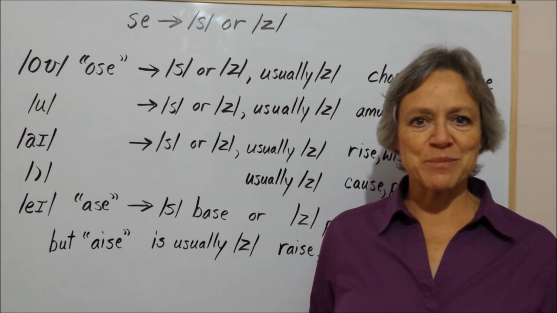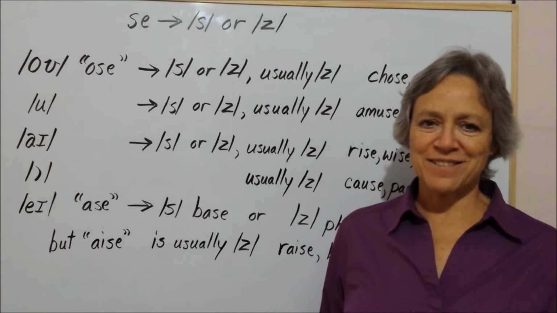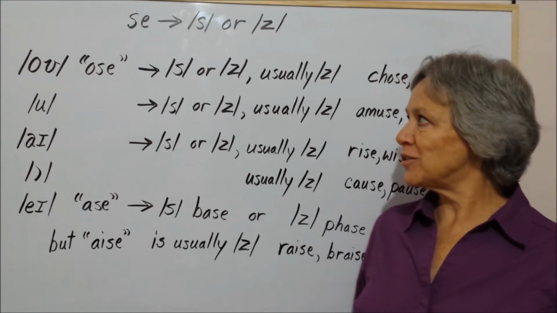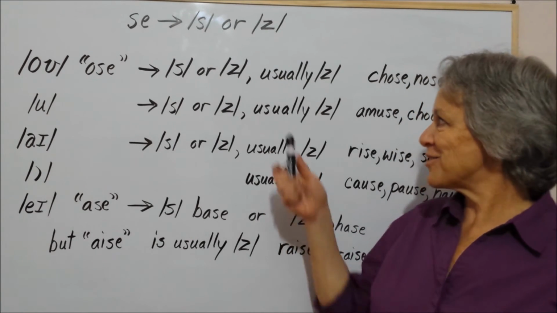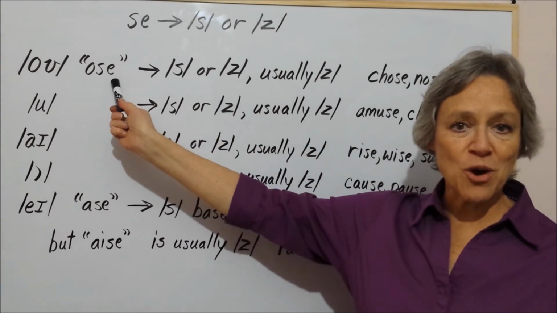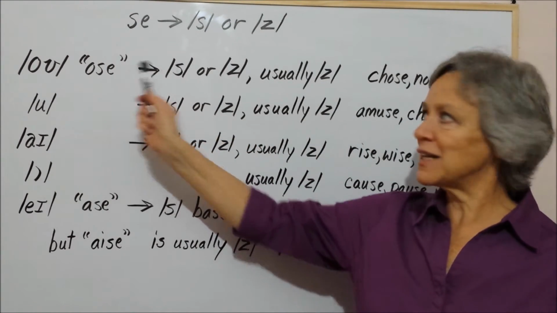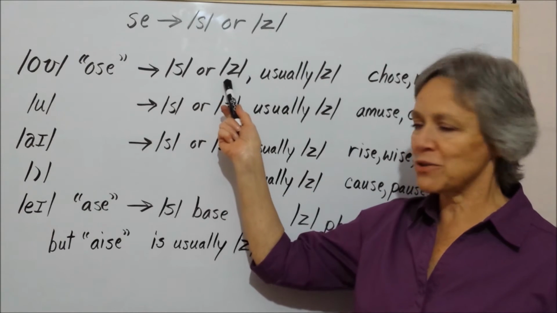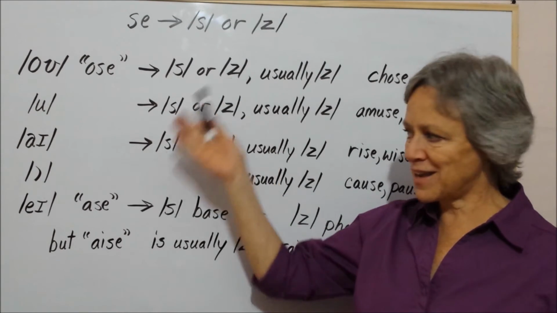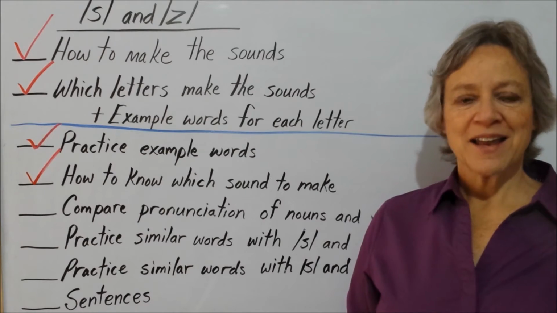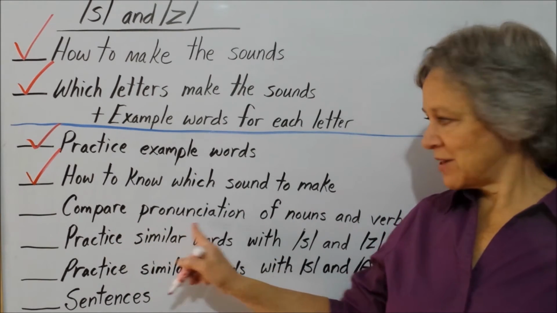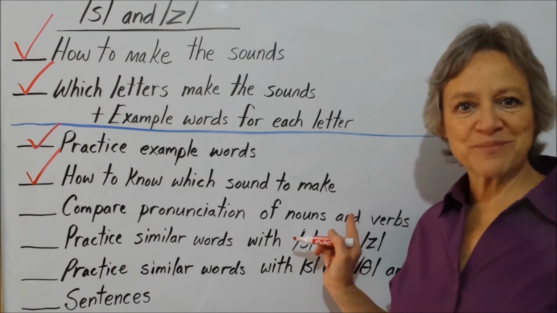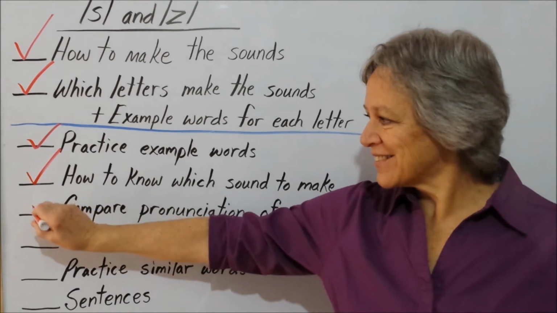So those are just some of my observations. I hope that that will help you to guess the pronunciation when you come across a new word, okay? So for example, if you see a word with O-S-E, it's very likely that the letter S will be pronounced as a Z, and so on. Now I would like to move on to comparing the pronunciation of nouns and verbs. So let's go on.